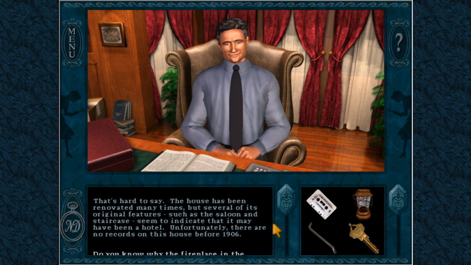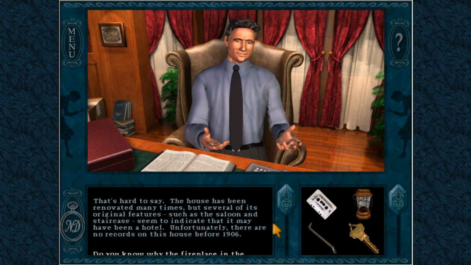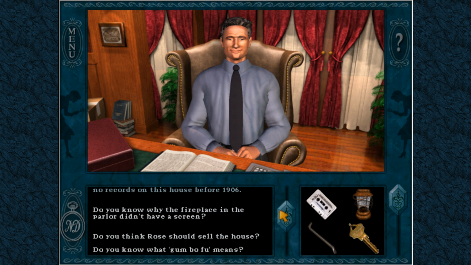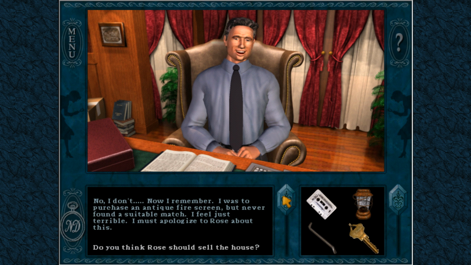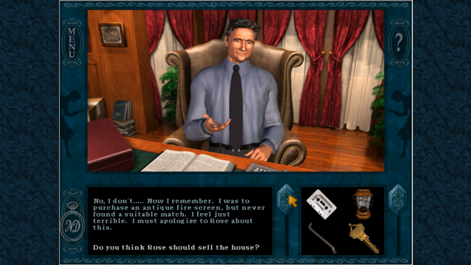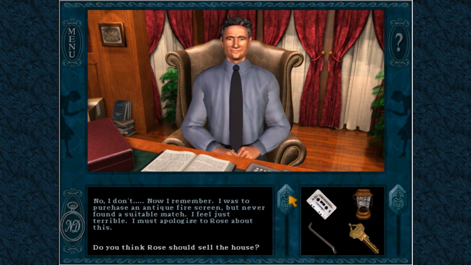Was this house once a hotel? That's hard to say. The house has been renovated many times, but several of its original features, such as the saloon and staircase, seem to indicate that it may have been a hotel. Unfortunately, there are no records on this house before 1906. Do you know why the fireplace in the parlor didn't have a screen? No, I don't. Now I remember. I was to purchase an antique fire screen, but never found a suitable match. I feel just terrible. I must apologize to Rose about this.